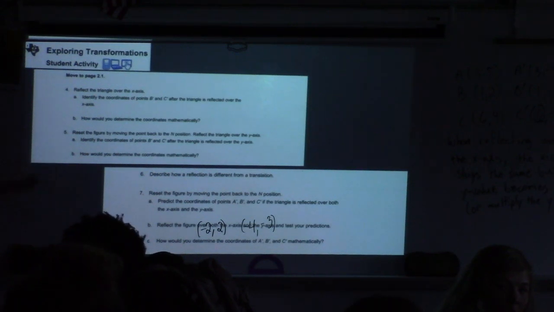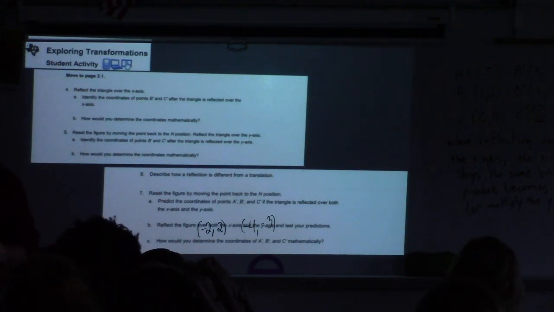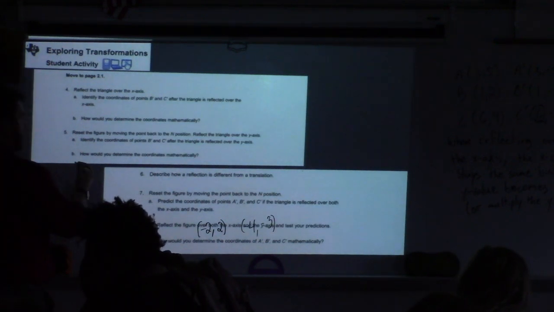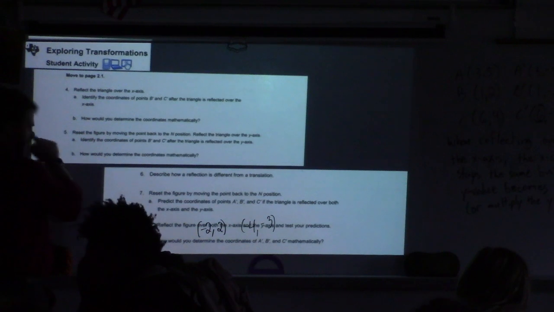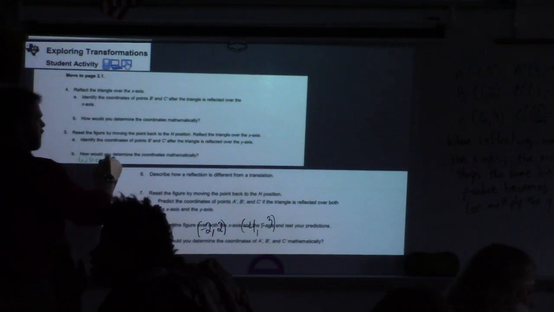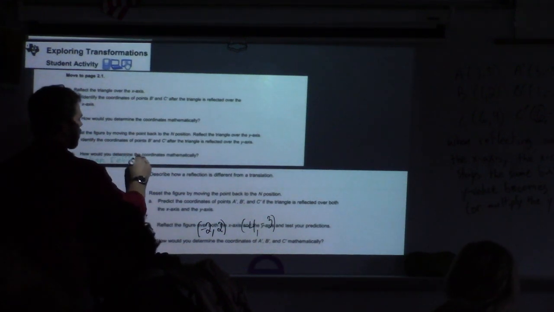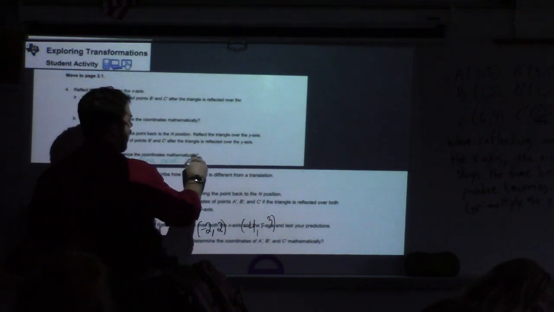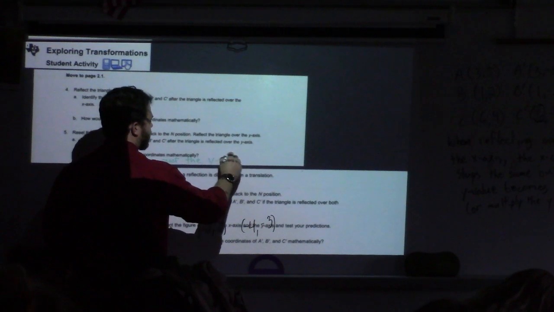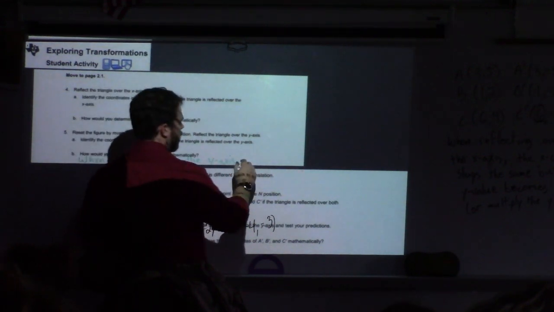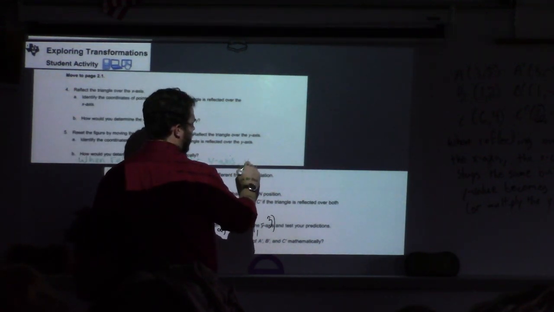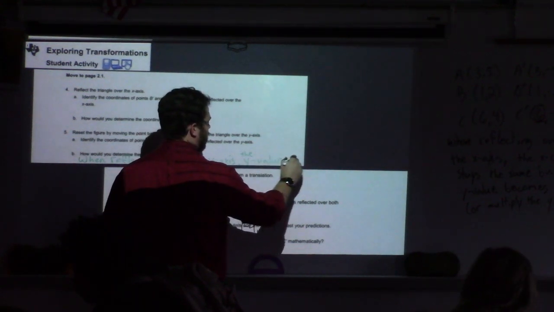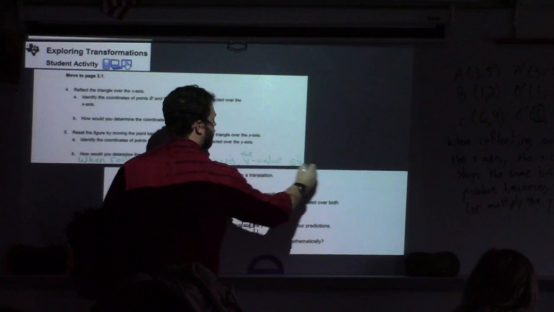How do we determine the coordinates mathematically when we reflect over the y-axis? Multiply by negative 1. Multiply what by negative 1? By negative 1. Okay. When reflecting over the y-axis, the y stays the same. So the y value stays the same.